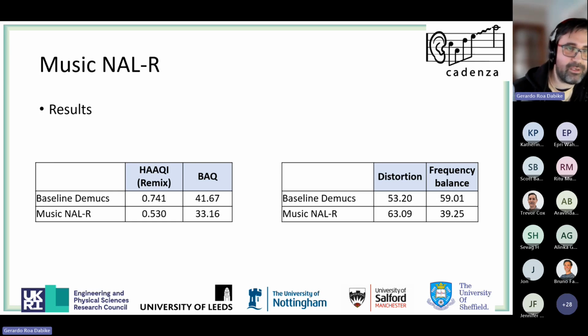As you can see, compared with the baseline, we have a reduction in HAAQI. That is not unexpected, as we are deviating from the reference, which is a NAL-R signal, and we are modifying NAL-R. So obviously we will have a reduction of the HAAQI score, but we were hoping it would improve the perception of the quality. And in fact, we have a lower score compared with the baseline. Trying to find out why this was. So basically, as Trevor said in the chat, we were wrong, and it's not all about the bass as we were expecting.